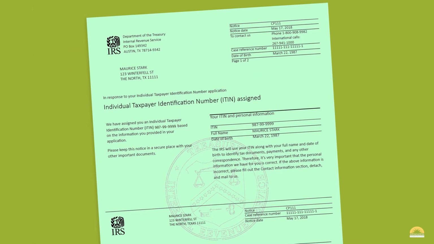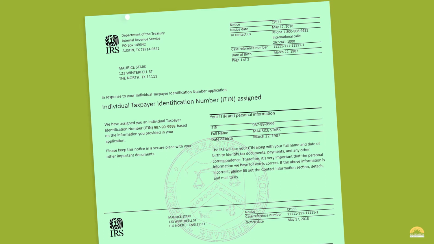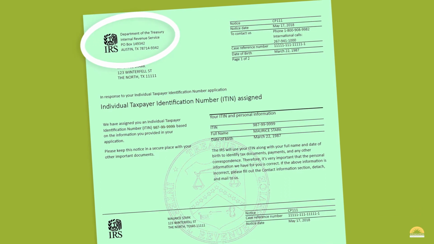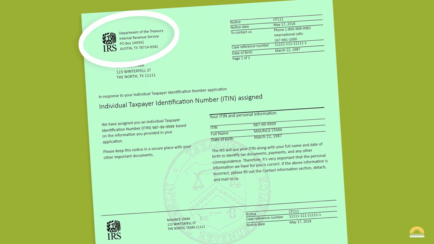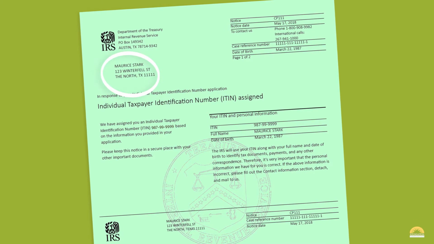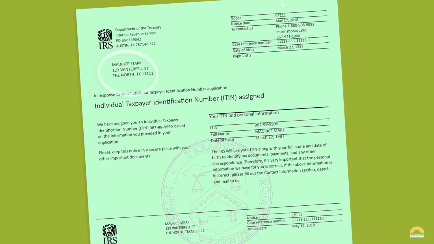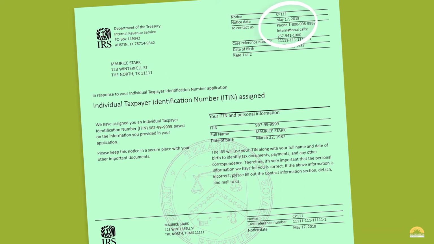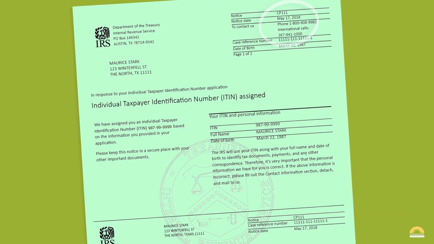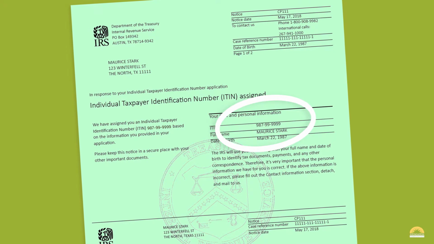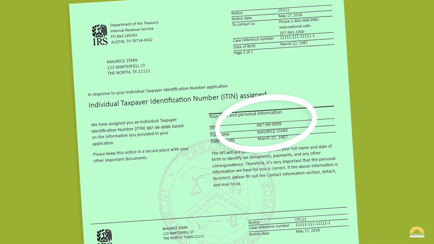They are all green in color. The IRS logo and address is placed in the upper left-hand corner. The name and address of the ITIN holder is located below the IRS logo. The issue date is located in the upper right corner. The ITIN number is always embedded in the middle of the page.